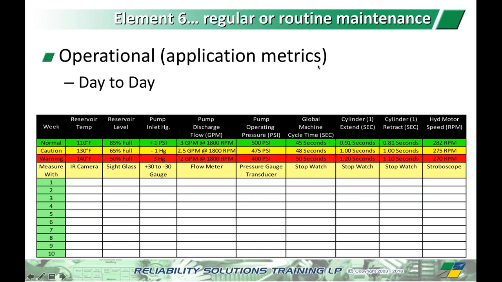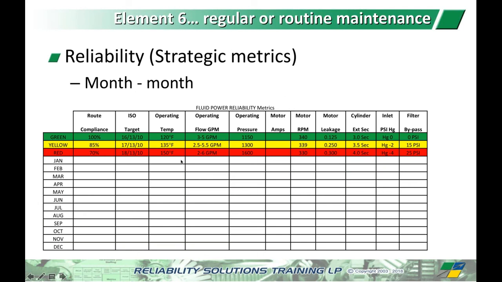And again, you've got the day-to-day stuff as we looked at earlier, which is just temperatures, flows, level, pressures, cylinder extension time. But then you have some more strategic measures month to month, and that's whether we're completing our routes on our hydraulic systems, making sure we have good ISO cleanliness targets. I'd say personally those are a little high for my taste for a hydraulic system, but it just depends on where you're starting at, right?